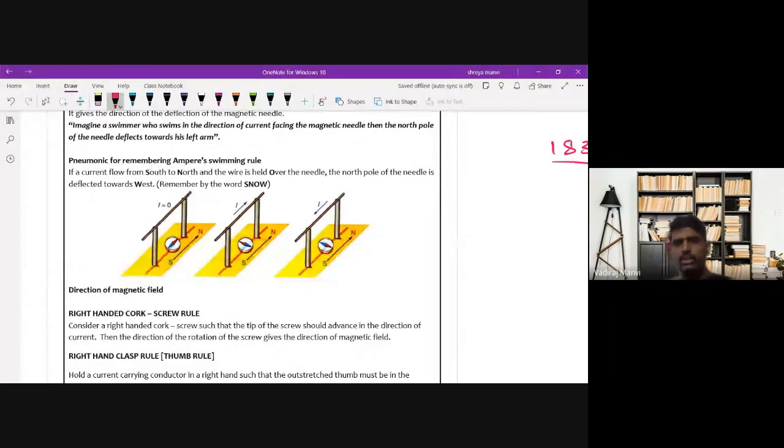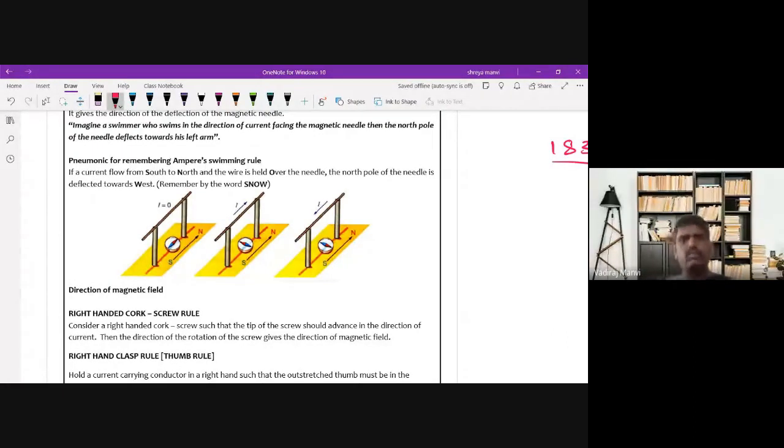Again, when you change the direction of current, the magnetic needle gets deflected in the opposite direction. So this concludes that the direction of the magnetic field created depends on the direction of current. Hence, magnetic field must be a vector quantity. As soon as he gave this idea, the scientists started working on this.